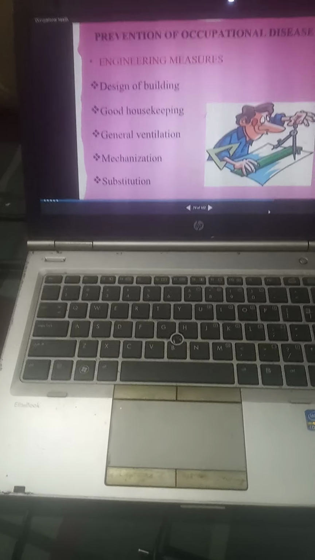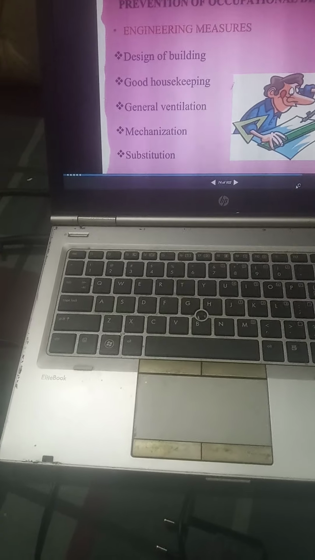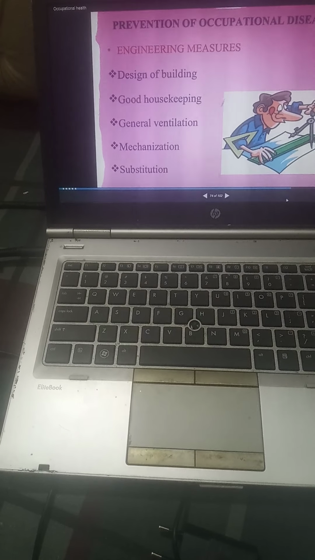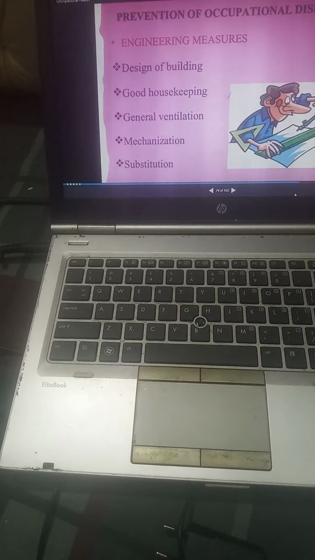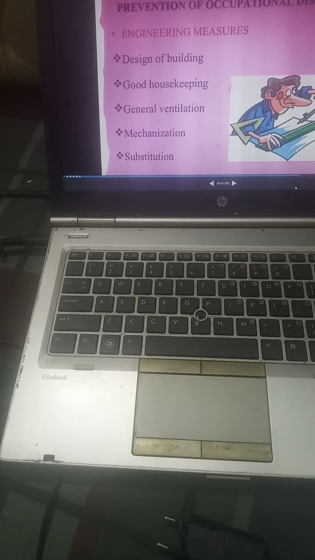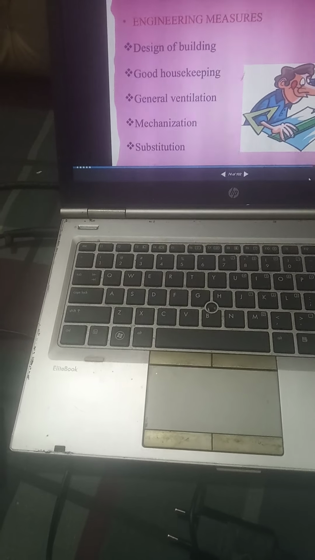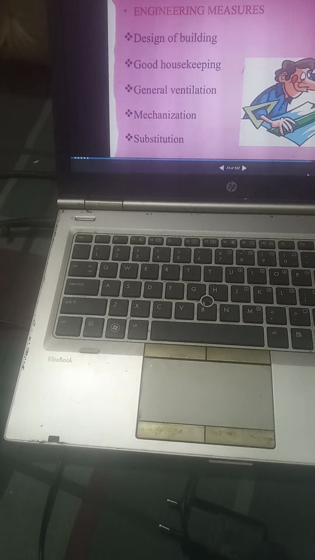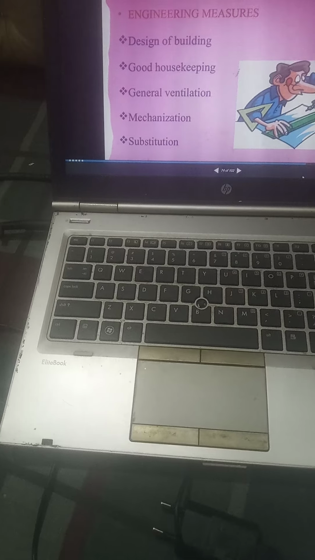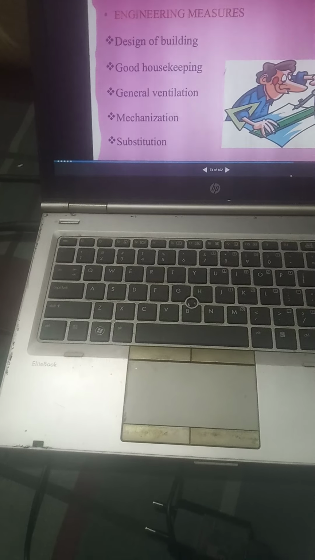Now, the fourth thing is mechanization. The plant should be mechanized to the fullest possible extent to reduce the hazard of contact with harmful substances. Dermatitis can be prevented if hand mixing is replaced by mechanical devices. Acids can be conveyed from one place to another through pipes. There may be other situations where mechanization can be substituted for hand operation.